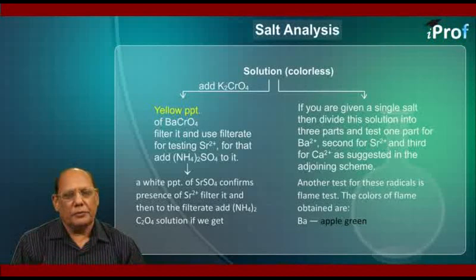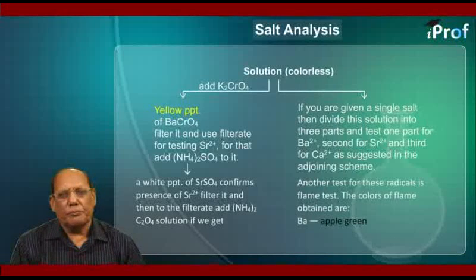For that add (NH4)2SO4 to it. A white precipitate of strontium sulfate confirms presence of strontium ions. So filter it and then to the filtrate add ammonium oxalate solution. If we get a white precipitate of calcium oxalate, this confirms calcium ions.